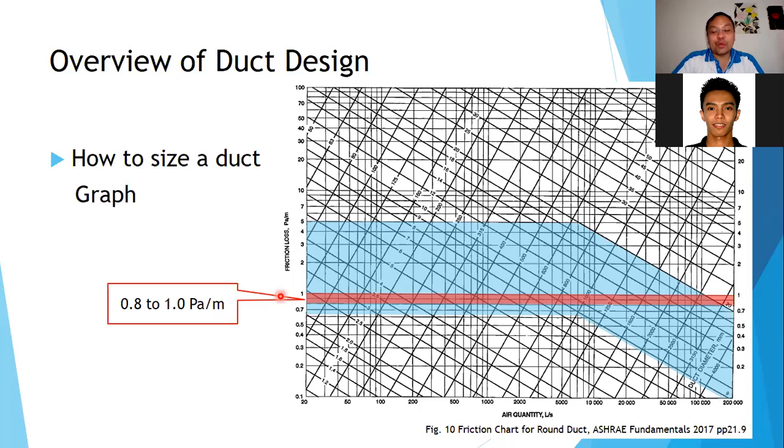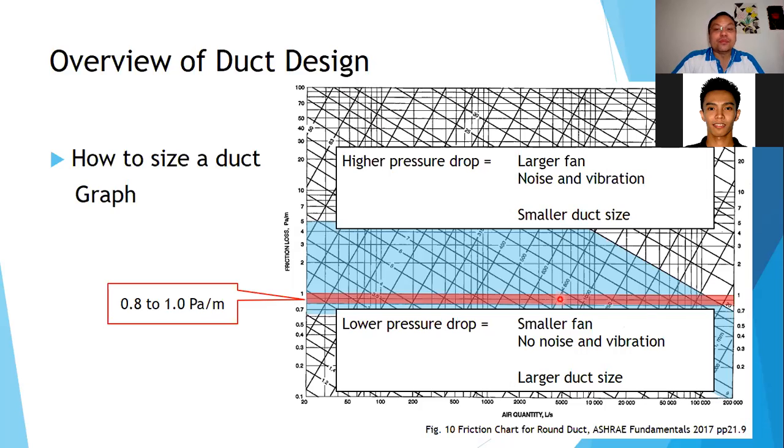What are the pros and cons of using higher and lower pressure drops? If you use higher pressure drops, you would usually have larger fans, because of the high pressure drop. And because of high pressure drop, you will also have high velocity because your duct sizes are going to be smaller, and you will be susceptible to noise and vibration in your ducting.